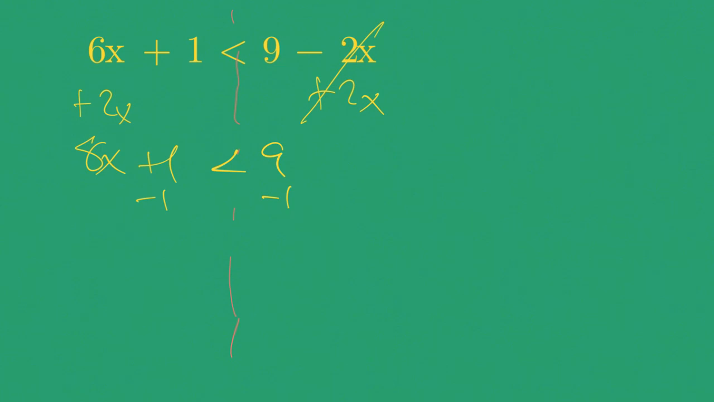We're going to subtract 1 from both sides. And 9 minus 1 is going to be 8. So it looks like this is still going to work out pretty nice. So here's what we've got left. 8x is less than 8.